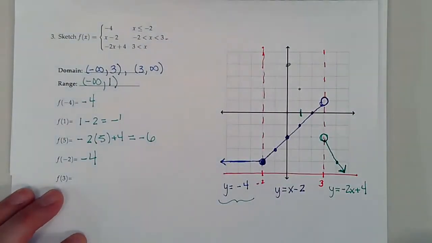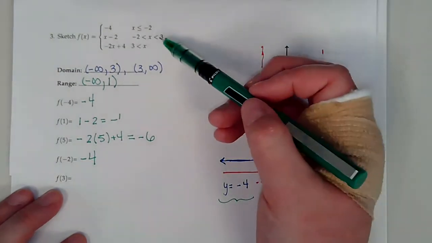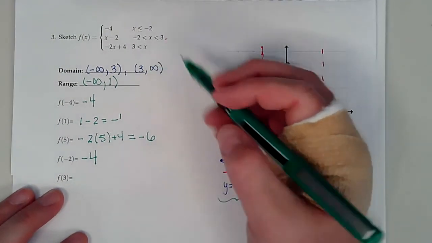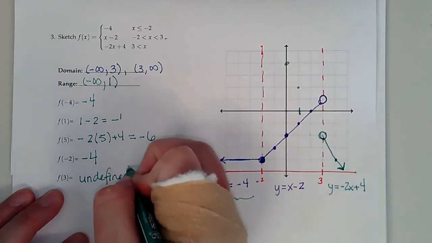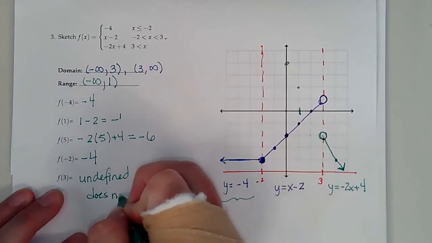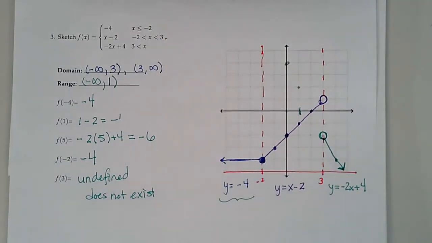Right. F of 3. So f of 3, I don't have any colored in dots. I don't have an equal sign on that 3. F of 3 doesn't exist. It is undefined or does not exist. Either one would be totally fine. All right, so there is example 3.